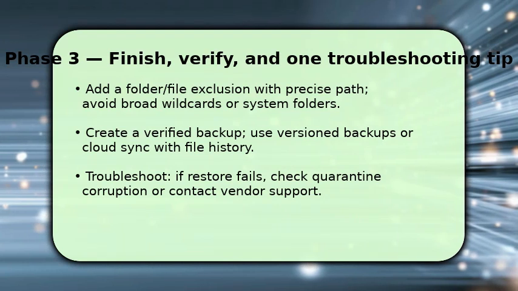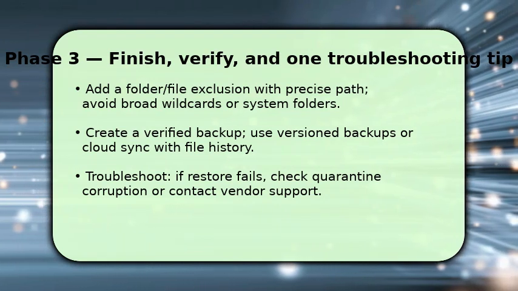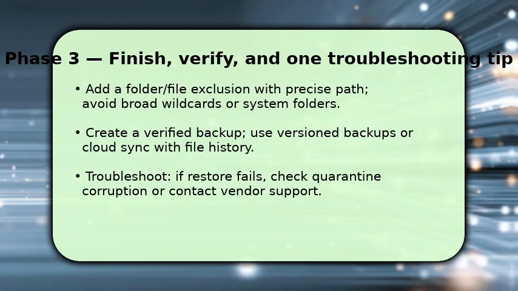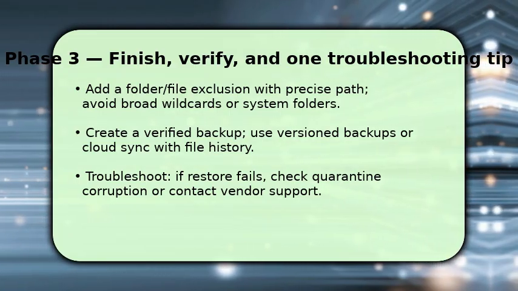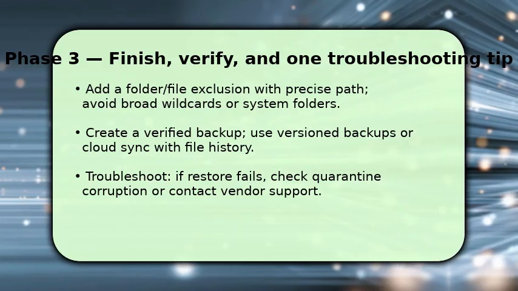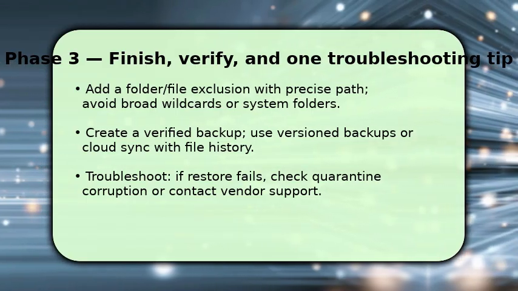Finalize by adding a precise exclusion for that file or folder. Make sure it's not a broad wildcard or a critical system path. Once restored and verified, create a version backup or enable file history and cloud sync so you have a clean copy if this happens again.